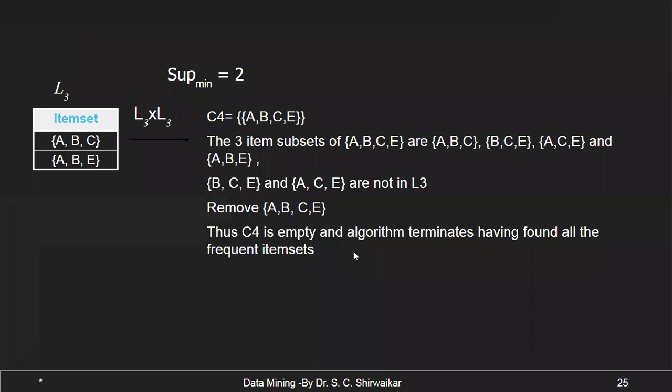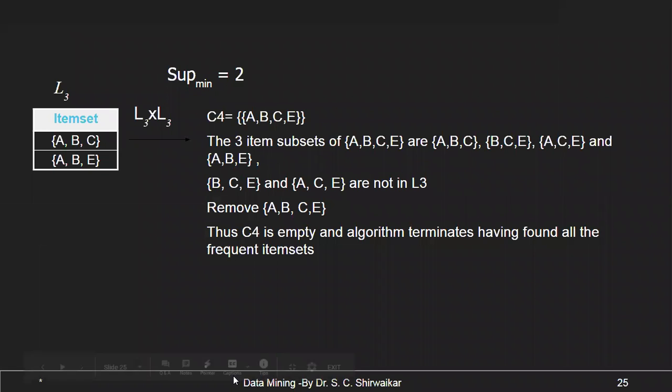Now again we have to combine all these things. So again we are checking the next, C4, combining all these data sets, ABC and ABE. The combination will be ABCE. Again we focus on that. There are 3 item sets, that is ABC, BCE, and ACE. It is not in L3, because ABC was removed, because its support count is less.